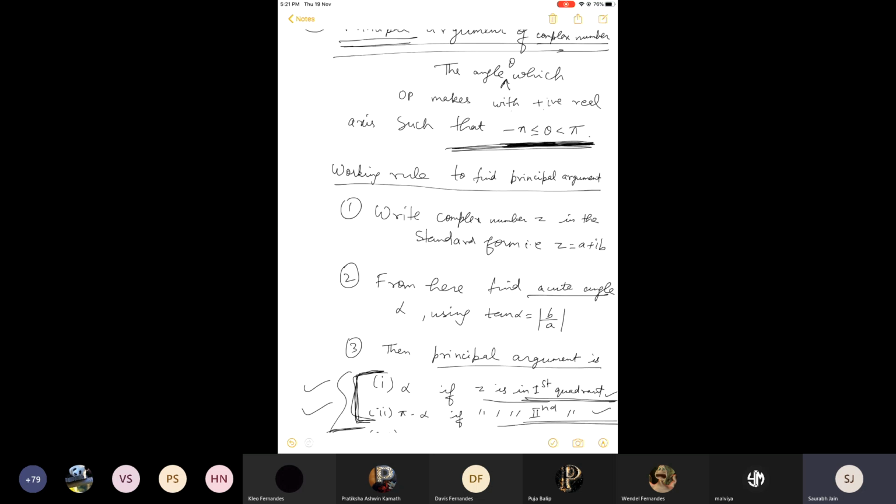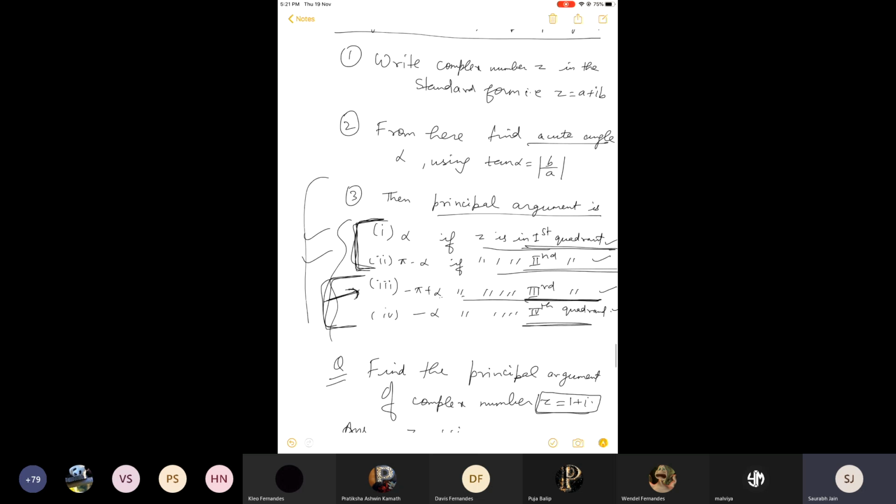Actually, principal argument is defined as such. There is no question like why or how. It is just defined as such. 0 to pi, first, second quadrant; minus pi to 0, third, fourth quadrant. Third, fourth quadrant negative, first, second positive. You need not learn anything like this. Just follow this table and you will get the answer by yourself.